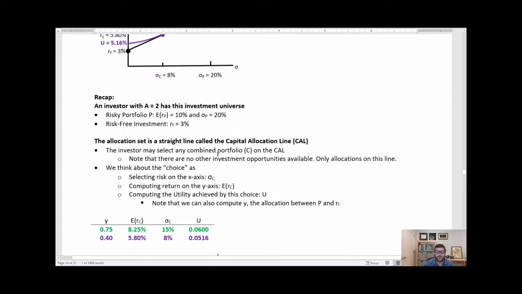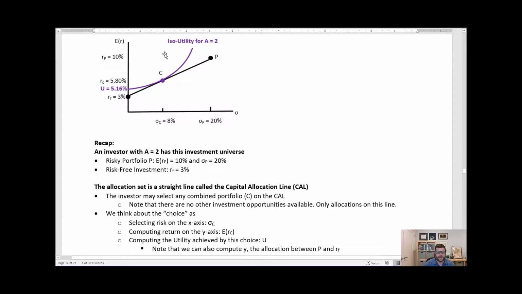Note that these are the only opportunities available. The investor would love to invest up here, but they can't. This isn't available. They don't want to invest down here because anything that's on this line dominates it, but it doesn't matter. So remember that this iso-utility curve does not represent investment possibilities. Only the black line represents investment opportunities.